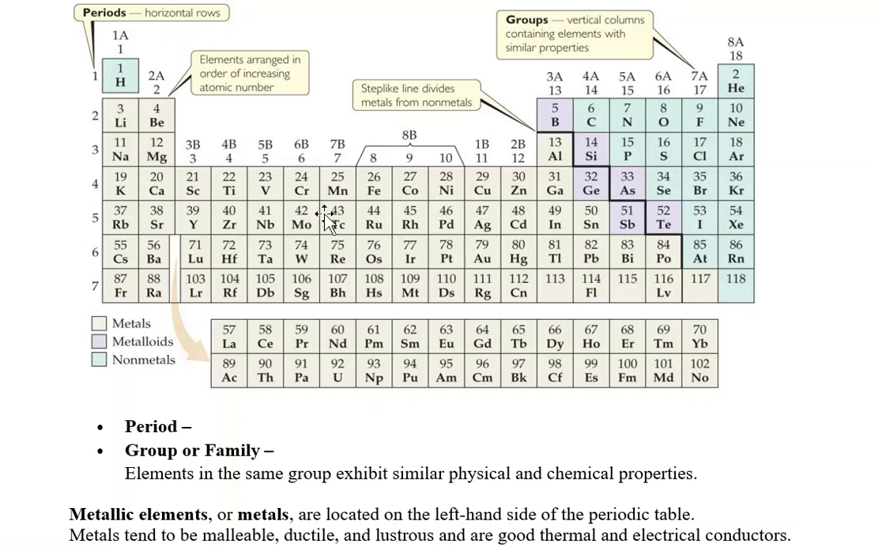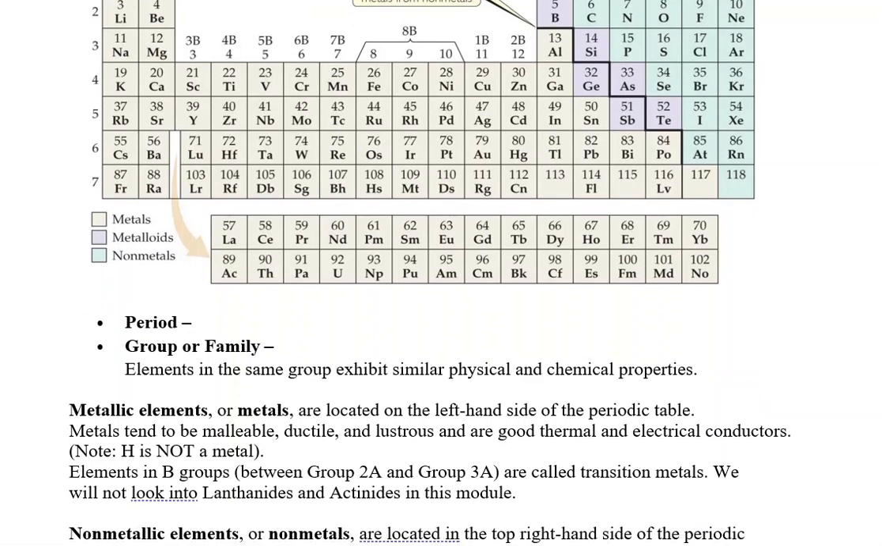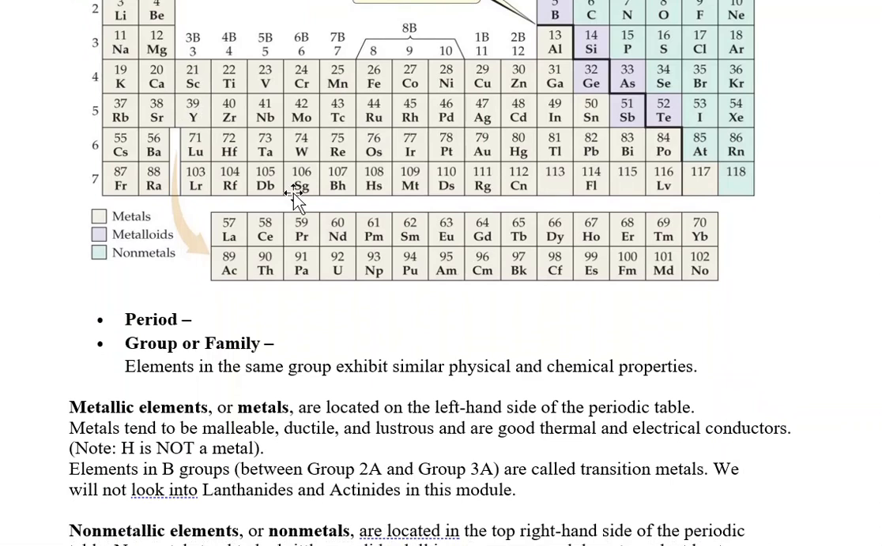All of these we talked about were metals. Anyway, that's what we'll go with. So there's some characteristics of the metals. Metals are located, as you see, on the left-hand side of the periodic table, and they tend to be malleable, which means that you can bend them and they don't break. They're ductile, that means you can shape them. They're lustrous, which means that if you knock off the oxide layer, they tend to be shiny. They're good thermal and electrical conductors, which is why we use metals like copper in our wires.